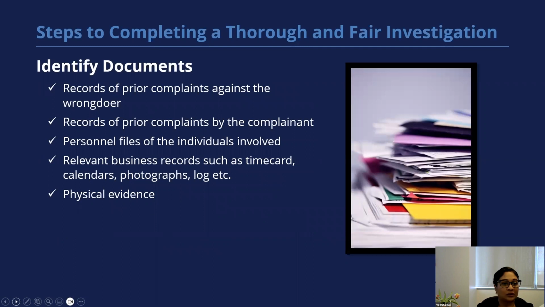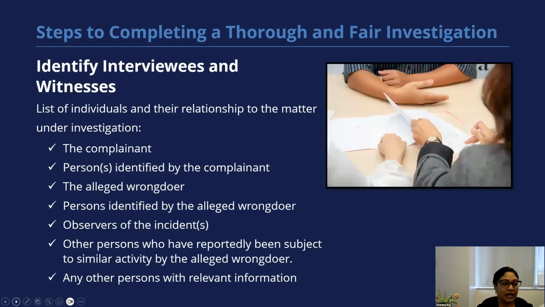Prior investigation files will also include records of prior complaints against the wrongdoer, records of prior complaints by the complainant, the personnel files of the individuals involved, relevant business records such as time cards, calendars, even parking entry and exit logs, and physical evidence if that exists. You want to make sure that you don't overlook any physical evidence.